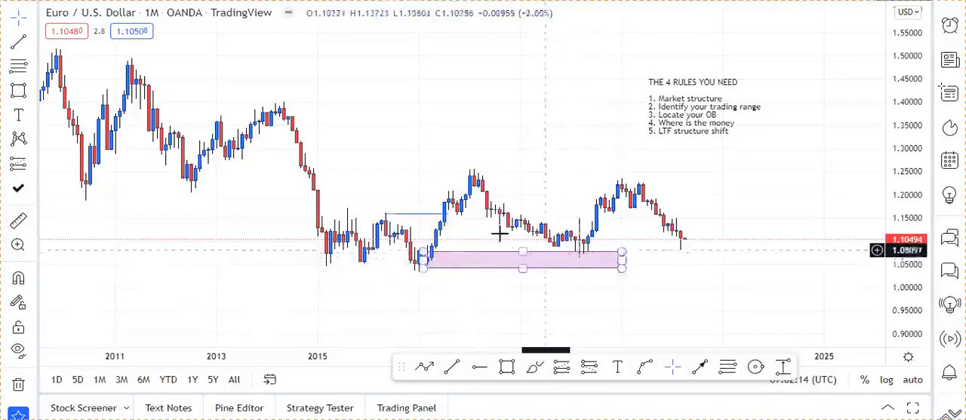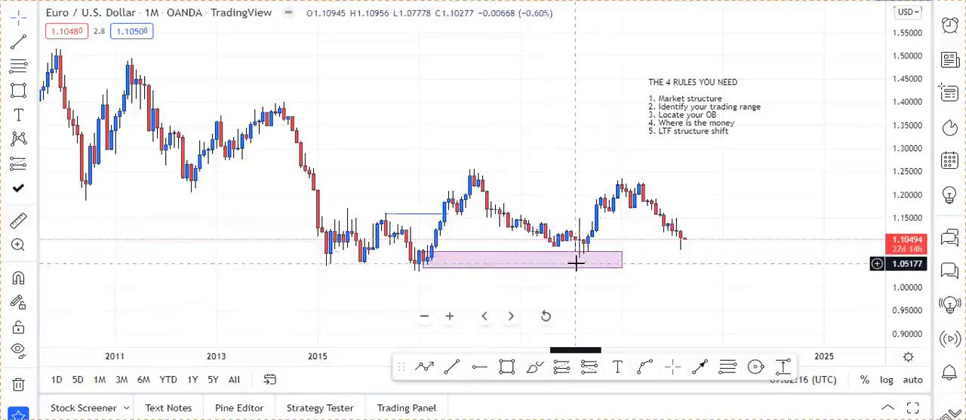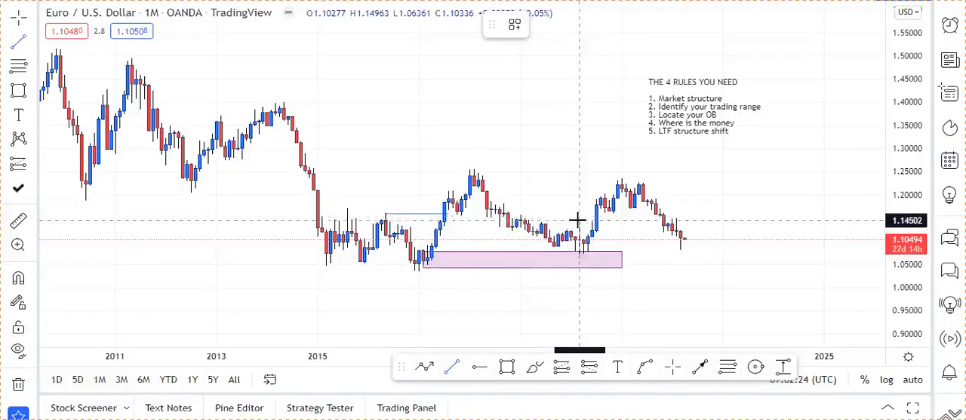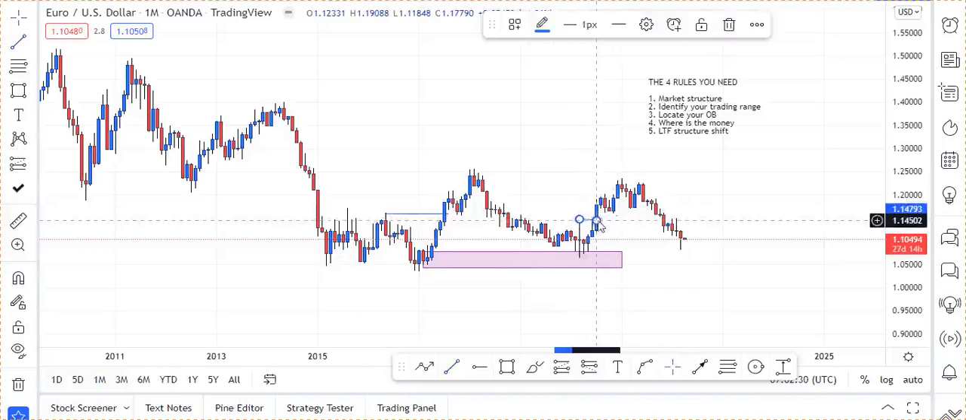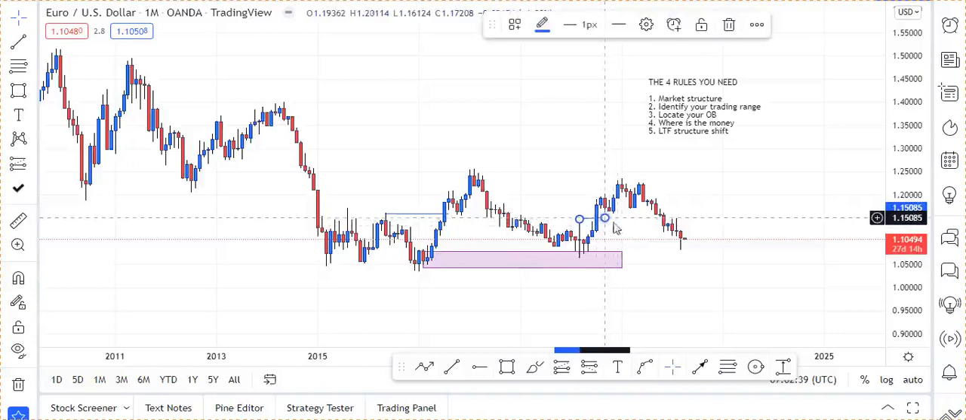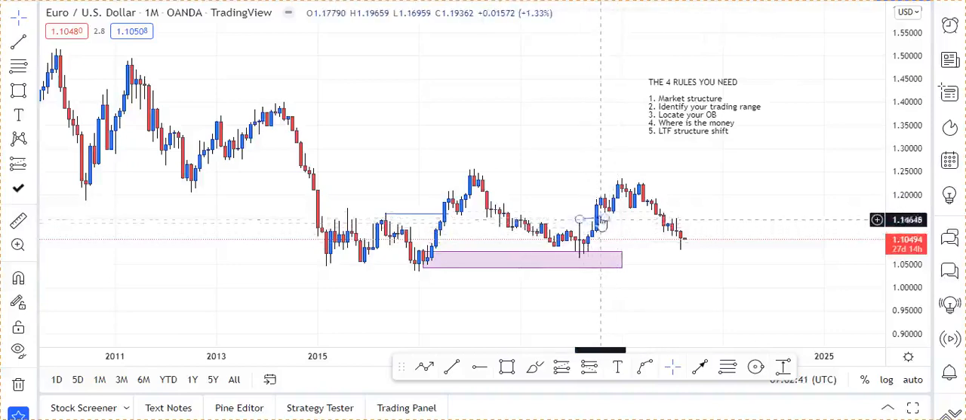Now that OB, when price returned to it, reacted off of it on the monthly time frame, and price went up. And again, take a look, price also broke this structure here to the upside. Can you see that, guys? It broke that structure there to the upside.